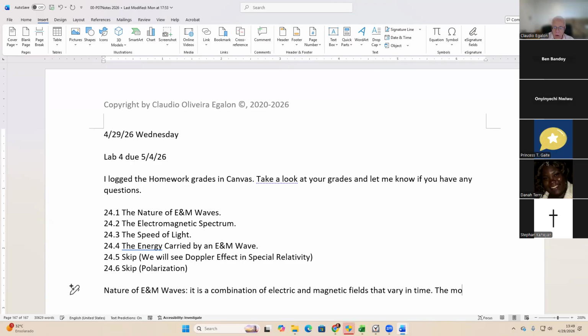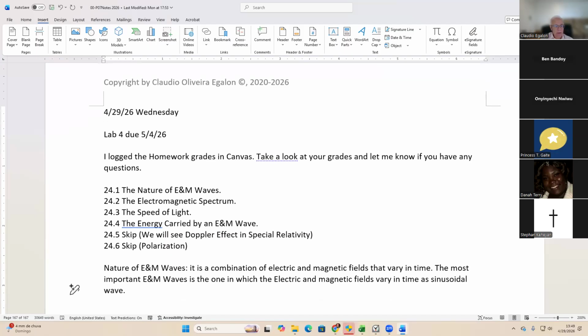The most important E&M wave, let's say, is the one in which the electric and magnetic fields vary in time as a sinusoidal wave. So it would be something like the following.